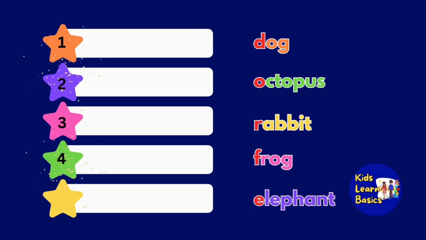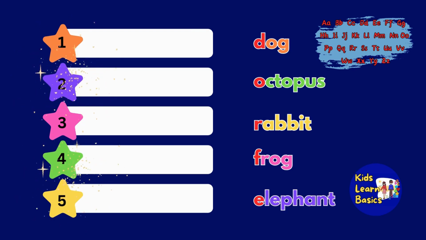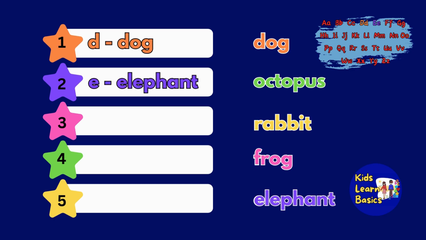Among the 5 letters that we have, which comes first? D is the first, E is the second, and F, followed by O and R. Remember, we always look at the first letter of the words and arrange them according to their places in the alphabet. Dog, elephant, frog, octopus, rabbit.